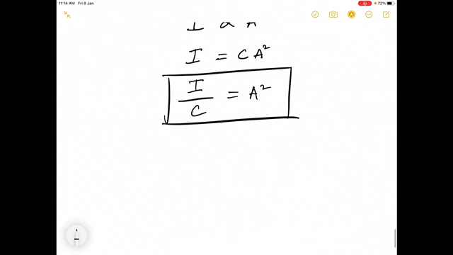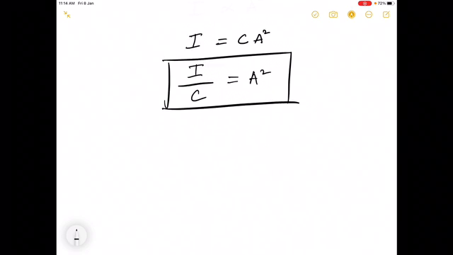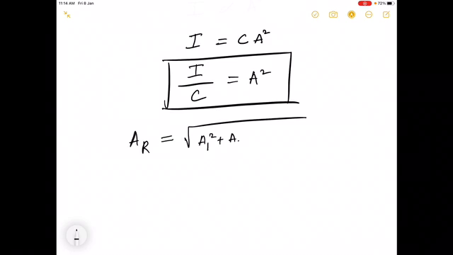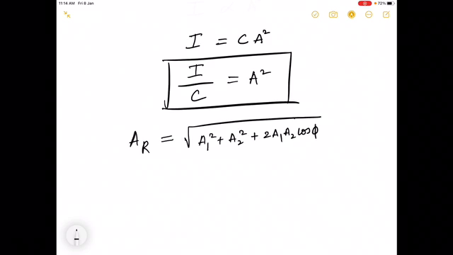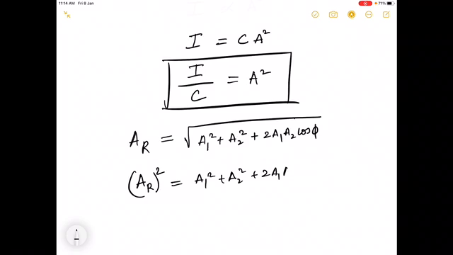Now we all know, we found out that the resultant amplitude is given as root of a1 square plus a2 square plus 2a1 a2 cos of phi. I hope everybody agrees with that. So here you can see, this is AR whole square, and this is again a1 square plus a2 square plus 2a1 a2 cos phi.